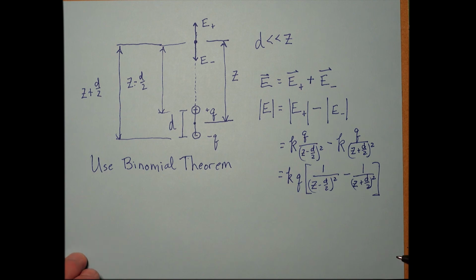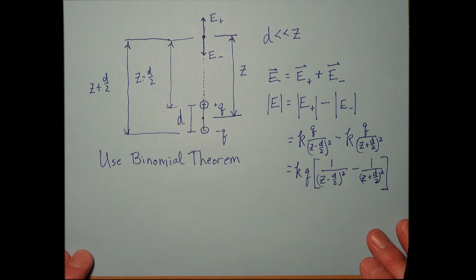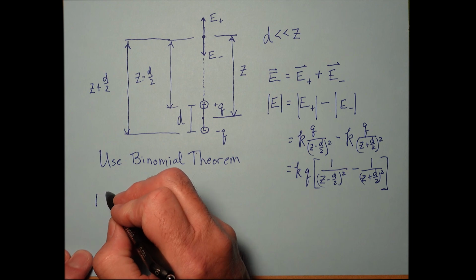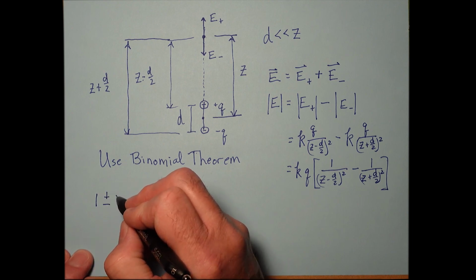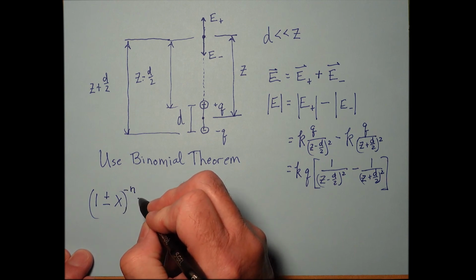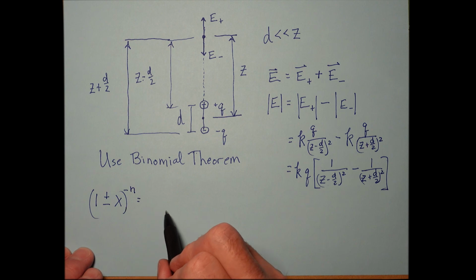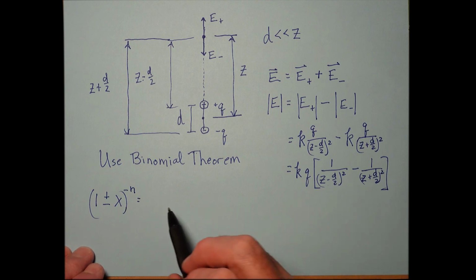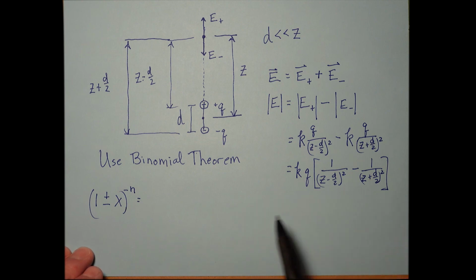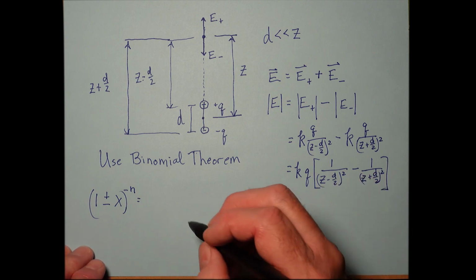The binomial theorem you may have encountered, and probably have encountered at some point in your mathematics career. It says this: if I have 1 plus or minus some x value raised to the negative n, then that is actually equal to a series. That series is never-ending, but each term gets smaller and smaller, so you could take this series out to however many terms you care to and get the approximation that you need. So that series looks like this.